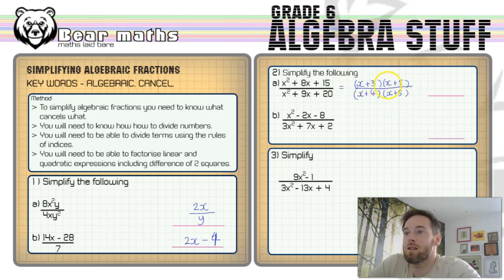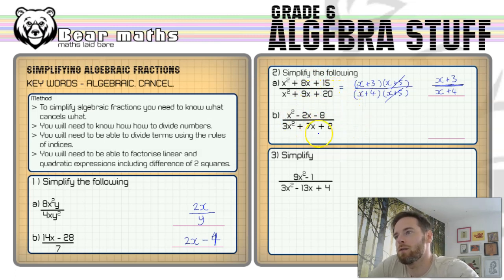Right, now what we can see is this bracket will cancel this bracket. So you just cross them through, and it leaves us with x plus 3 over x plus 4. That's all we're getting. We're not getting any numerical answers, we're just simplifying our algebraic fractions. So this is just a simplified version of this, basically.